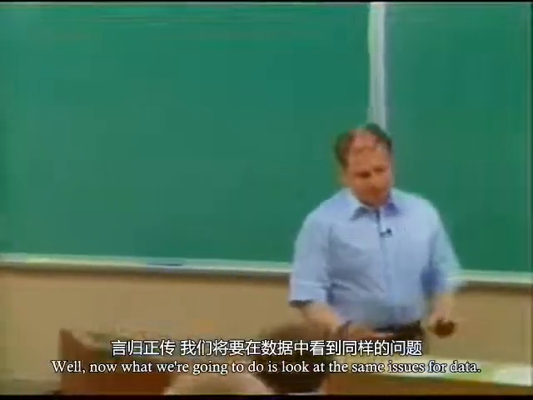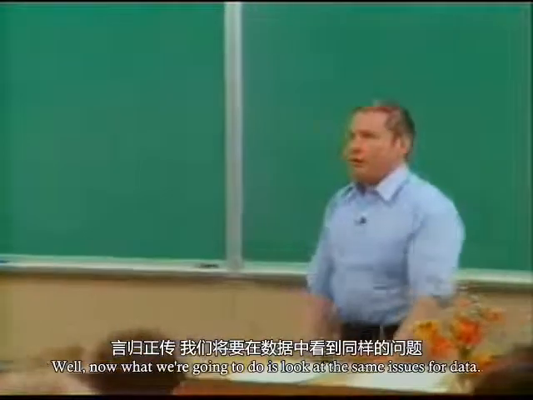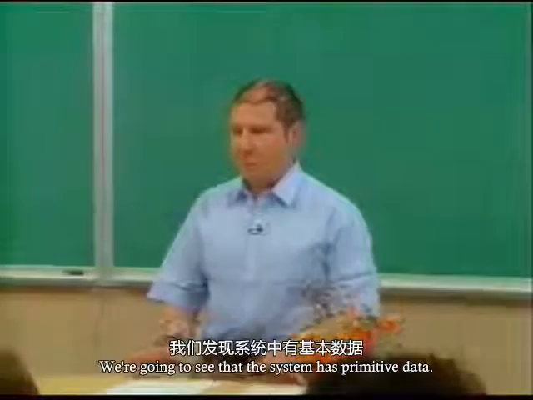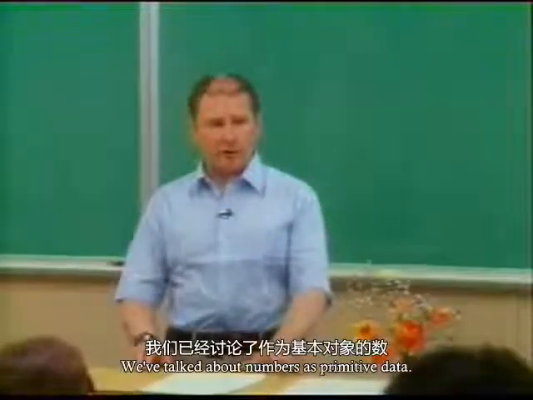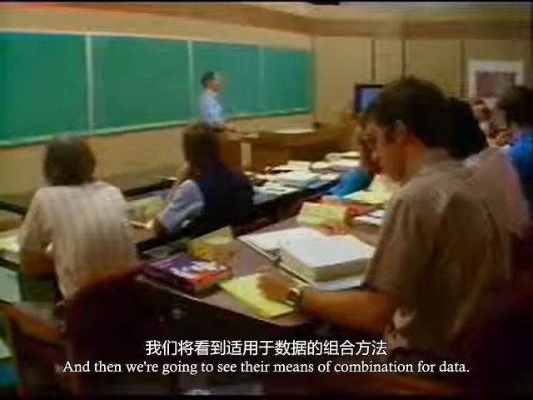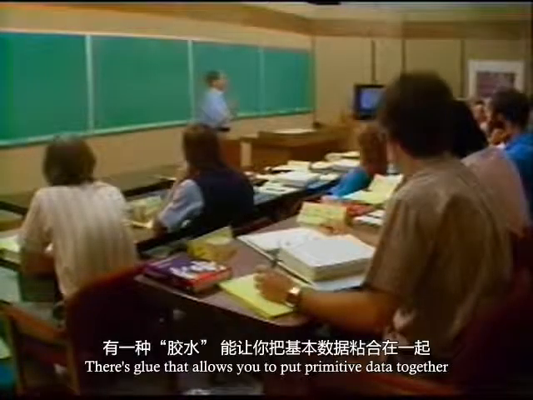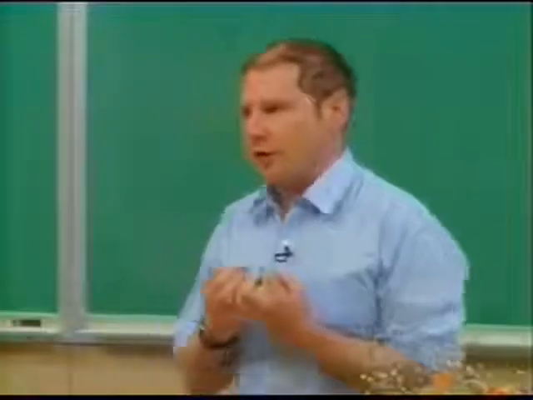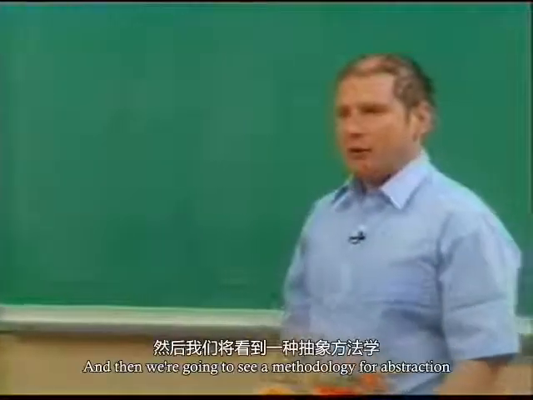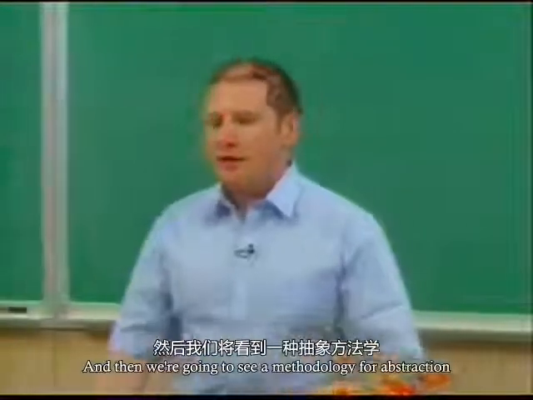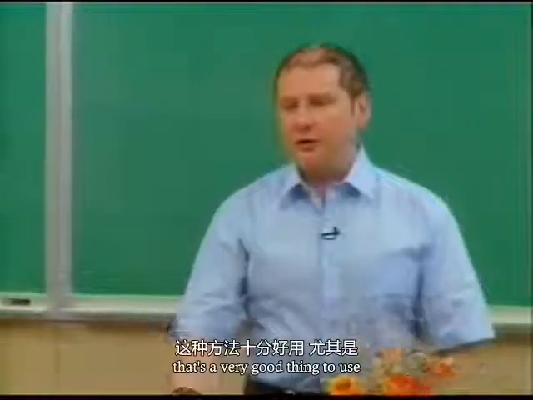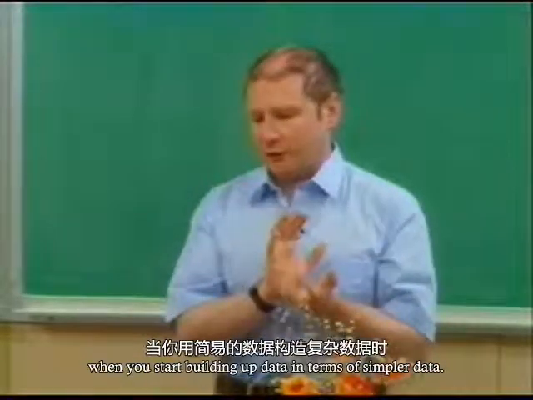Well, now what we're going to do is look at the same issues for data. We're going to see that the system has primitive data. In fact, we've already seen that. We've talked about numbers as primitive data. And then we're going to see the means of combination for data. There's glue that allows you to put primitive data together to make more complicated kinds of compound data. And then we're going to see a methodology for abstraction that's a very good thing to use when you start building up data in terms of simpler data.